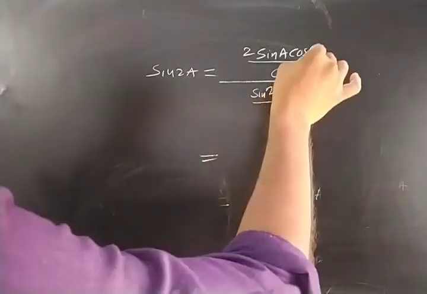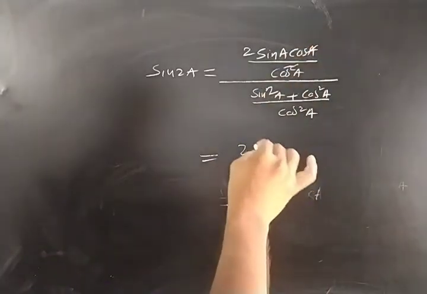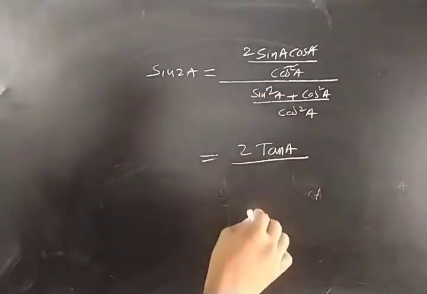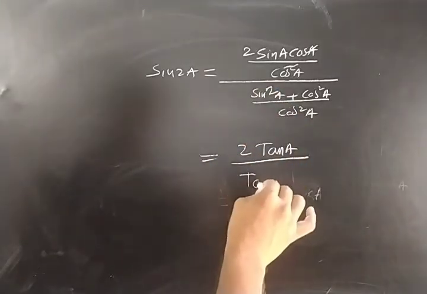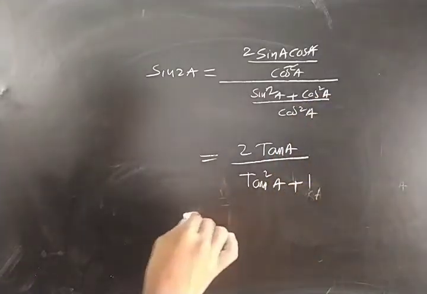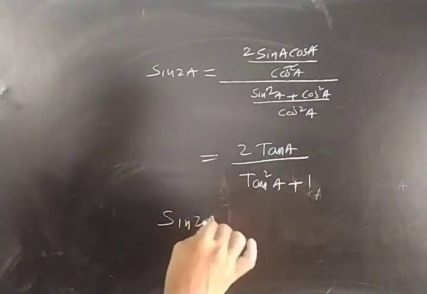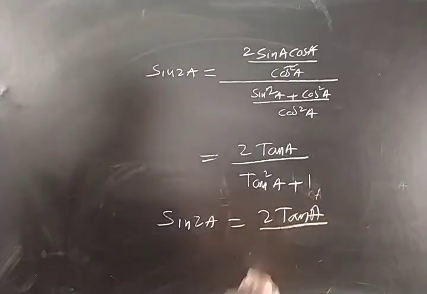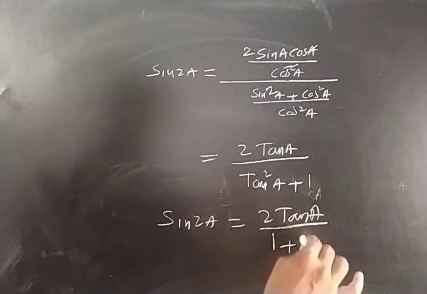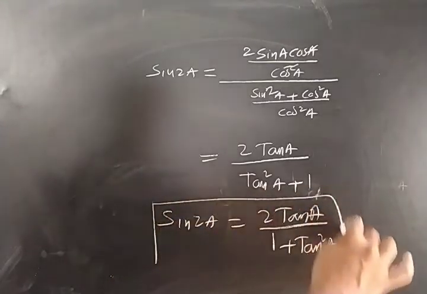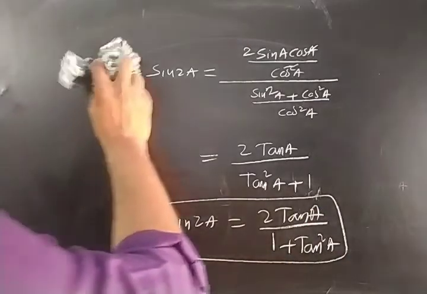So it becomes 1. Cos A gets cancelled, 2 tan A by sin square A by cos square A, which is tan square A. Cos square A, cos square A get cancelled, 1. So sin 2A can also be expressed in terms of tan, by using this formula: 2 tan A by 1 plus tan square A. And another identity, cos 2A.